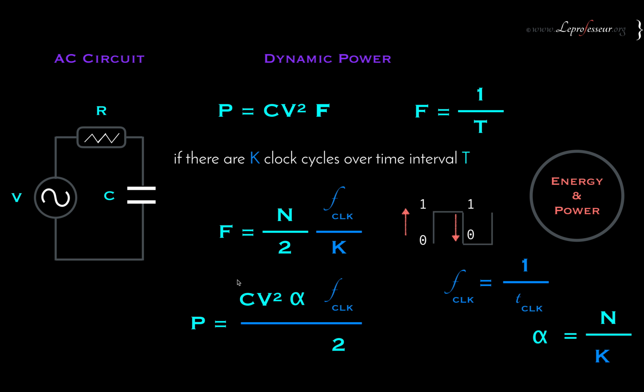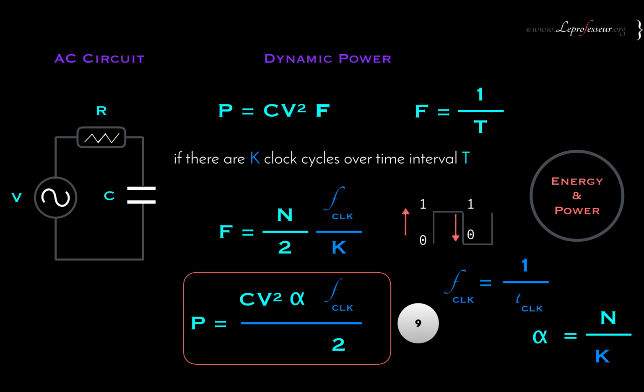We can substitute the value of n divided by k, and the f in our original equation, and we end up getting an equation for dynamic power: C, capacitance, voltage square, multiplied by activity factor times clock frequency divided by 2. This is the dynamic power equation.